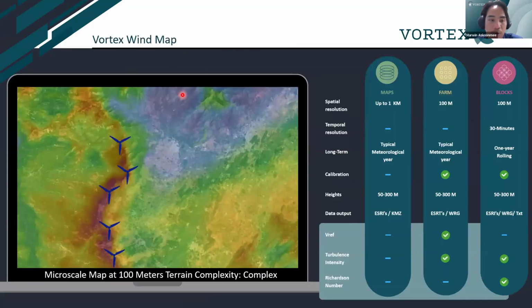Then the next one is, just to quickly go through the Vortex Maps product, where you can have the 1 kilometer map over any area, over countries or regions of the world you are interested in. Then you can use it for prospecting. But of course, we have Farm and Blocks, which are the higher resolution maps, and they come as a WRG format file. This means you can input this data directly into WindPRO or any software that you are using, like OpenWind, and then perform the energy assessment calculation from that.